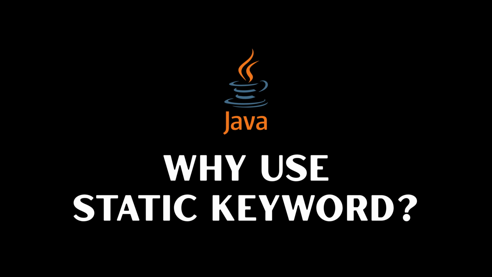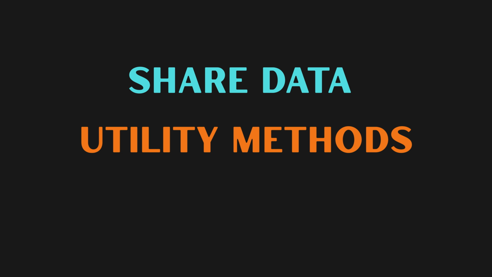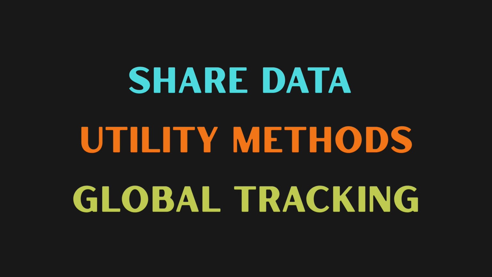So why use static? To share data across all objects, to create utility methods that don't depend on other state, and to keep track of things globally in your program.